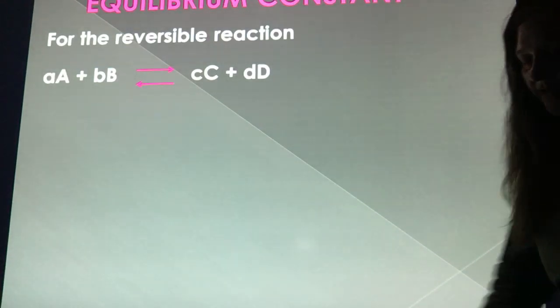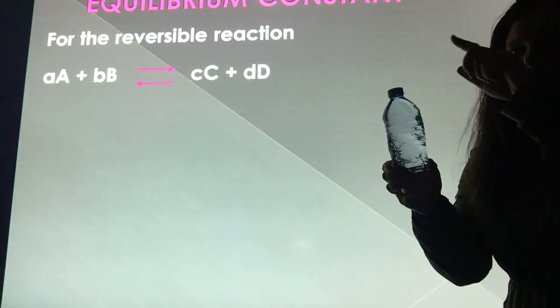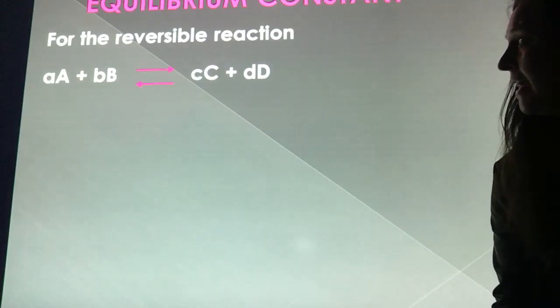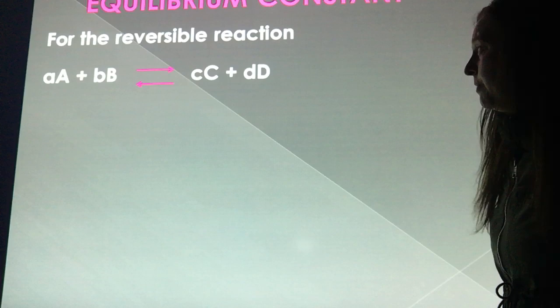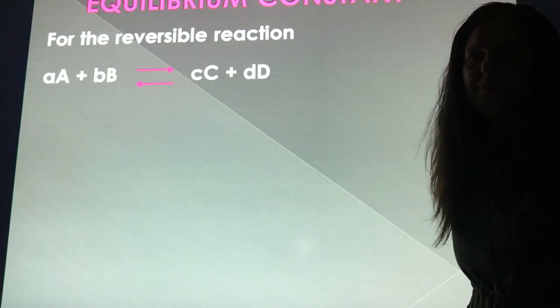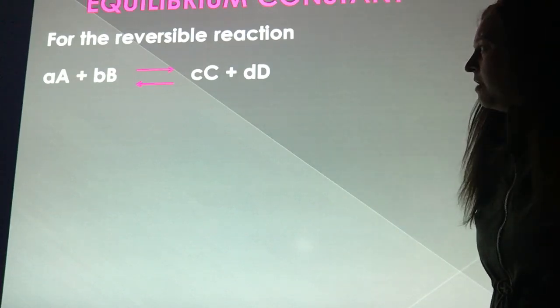So we just talked about a reversible reaction. So think of this: forward, forward, reverse. So for a reversible reaction, again, we talked about this in the kinetics unit. Capital letters refer to our chemicals, our reactants, our products.